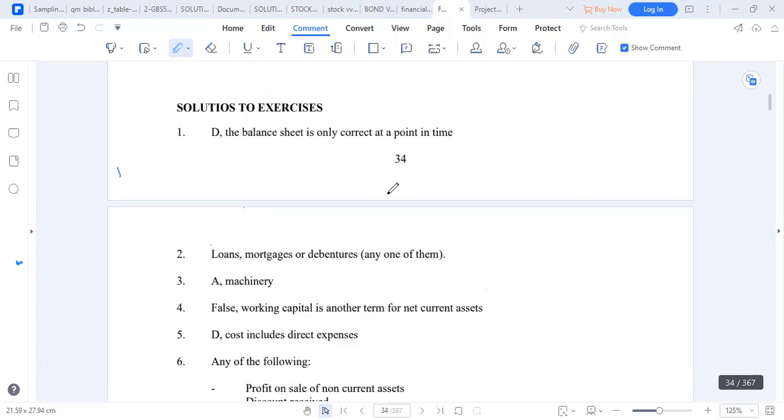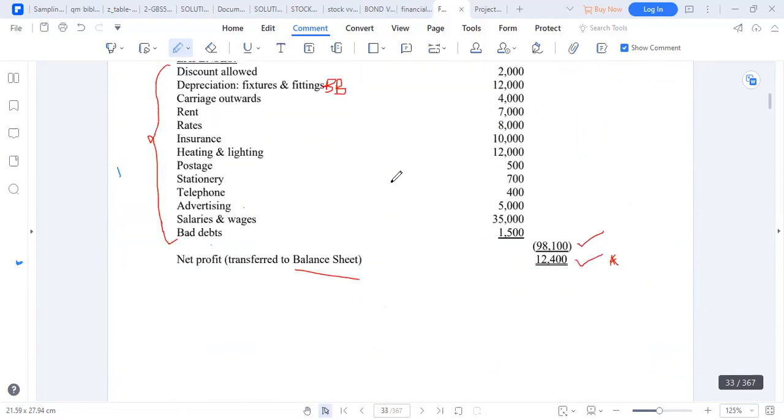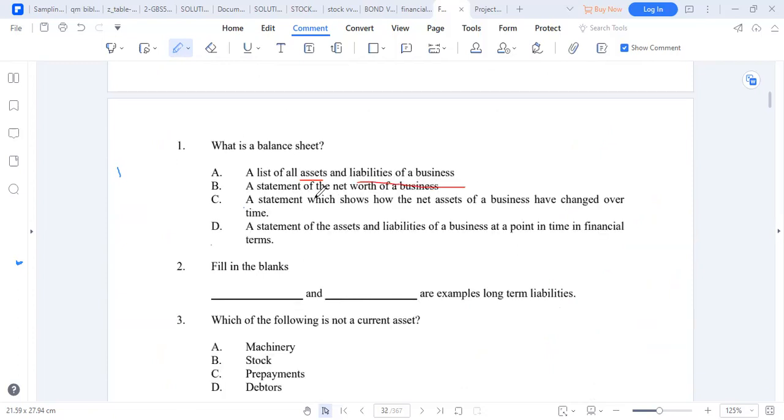Okay. So let's try to answer a few questions from what you can remember. Number one, what is a balance sheet? A list of all assets and liabilities of a company, a statement of the worth of a business, a statement that shows how assets of a business have changed over time, a statement of assets and liabilities of a business at a point in time in financial terms.